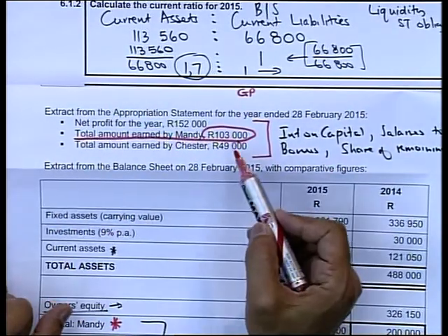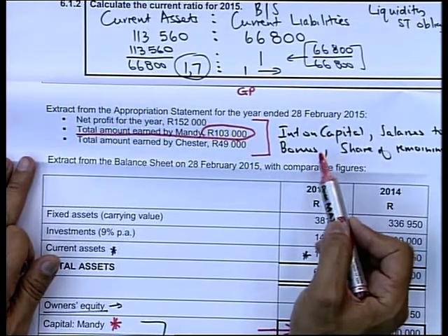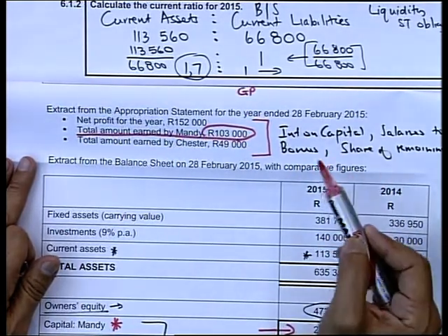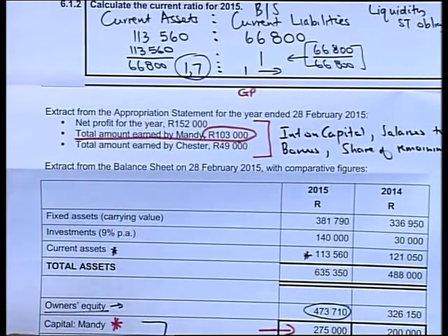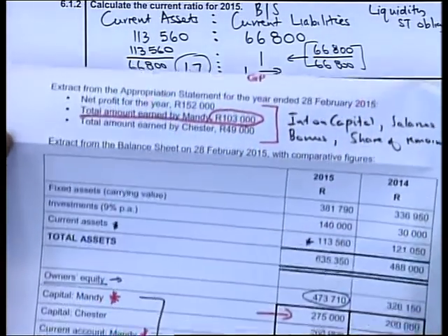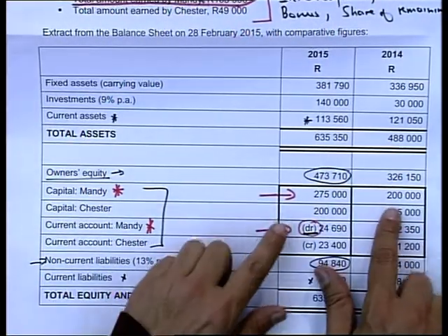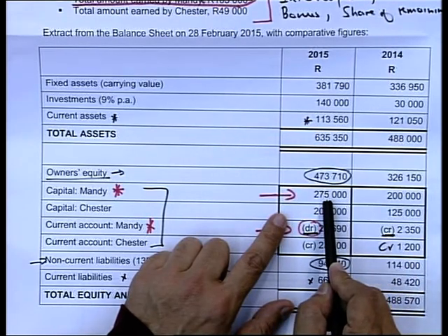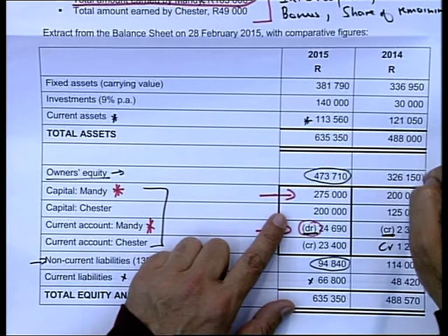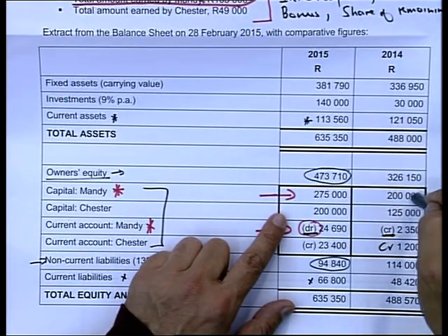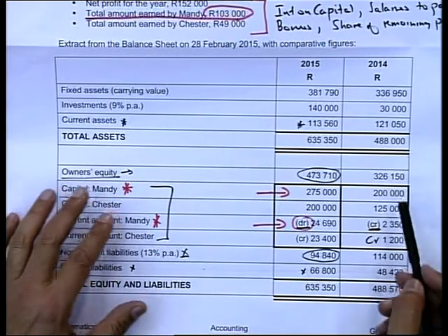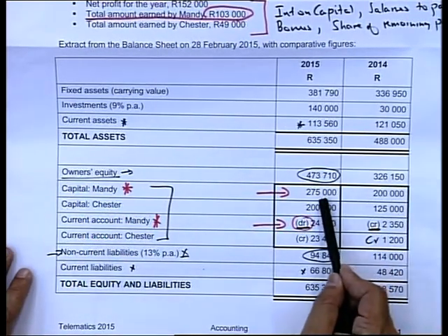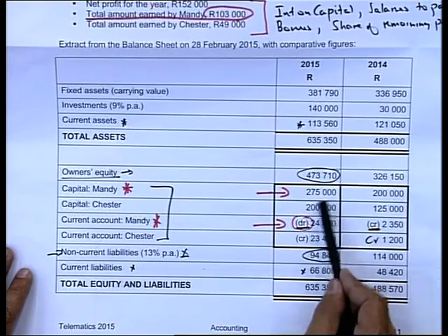103,000. Remember, I said that the 103,000 could be made up of the interest on capital, the salaries to partners, the bonuses, and the share of the remaining profit. So we have to look at whatever she has earned over whatever she has put in the partnership. She has capital, and the capital was 200,000, and then it was 275,000. Although it says 2014, those figures were last year's closing, which is this year's opening. So clearly it's an increase.